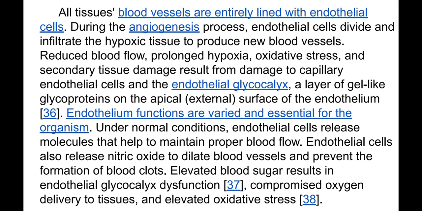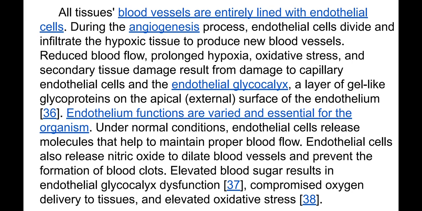Okay, let's go. Again, the growth of new blood vessels is named angiogenesis, and endothelium cells divide and infiltrate the hypoxic tissue to produce new blood vessels. Reduced blood flow, prolonged chronic hypoxia, oxidative stress, and secondary tissue damage result from damage to capillary endothelium cells and to the endothelium glycocalyx.